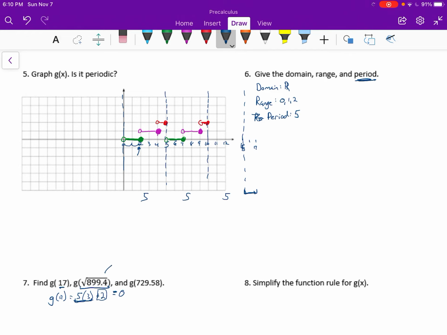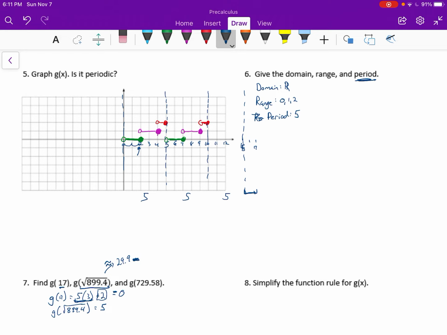Square root of 899. This is just going to be just shy of 30, because 30 times 30 is 900. So this is going to be like 29.9 something. So where's 29.9 something going to fit? So g of the square root of 899.4. Well, that is going to be 5. So 29.9 something. Maybe I should put approximately equal to 29.9.